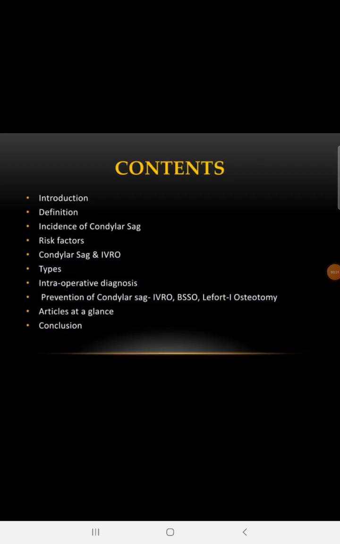So in this video, we will study condylar sagging. The contents will be introduction, definition, incidence of condylar sag, risk factors, condylar sag and IVRO, the types, intraoperative diagnosis, prevention of condylar sag in case of IVRO, BSSO, Le Fort 1 osteotomy, a few articles at a glance, and conclusion.